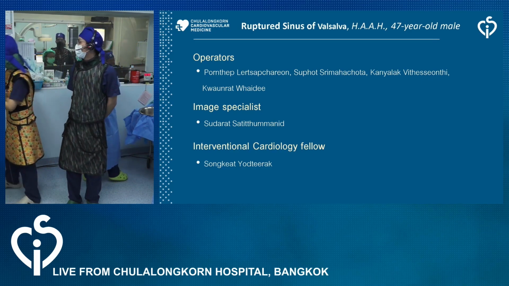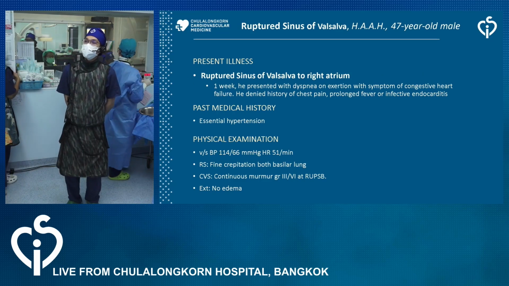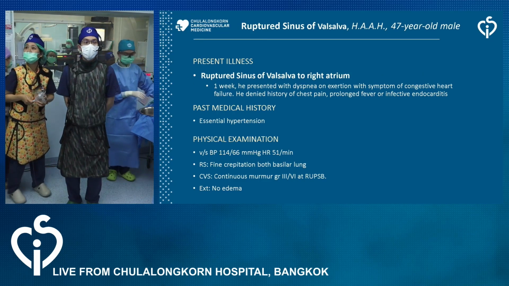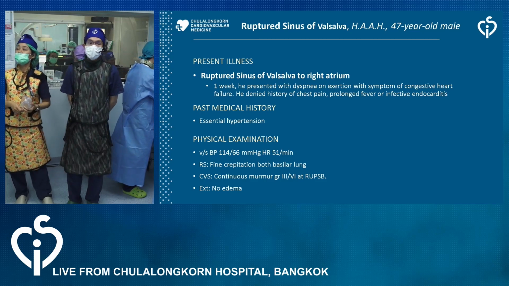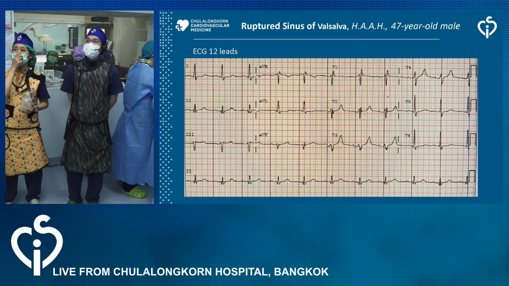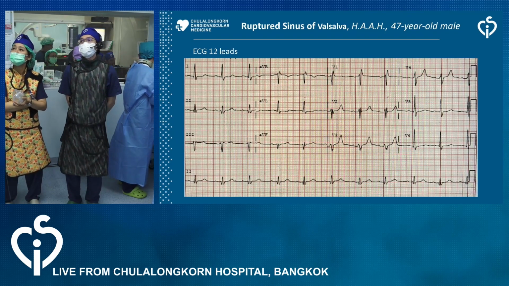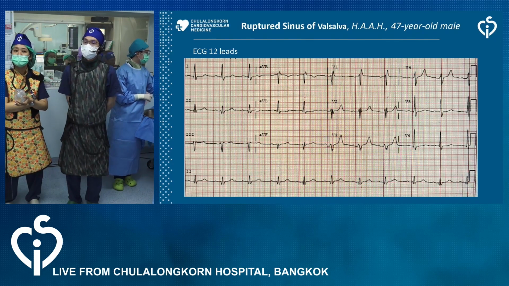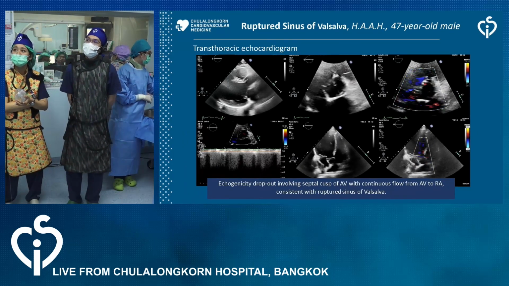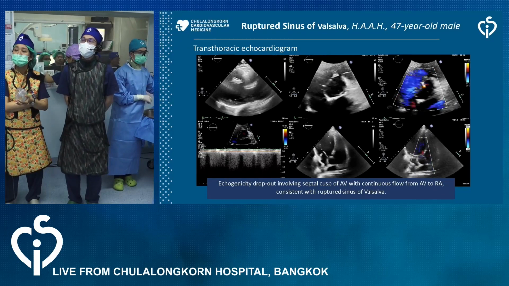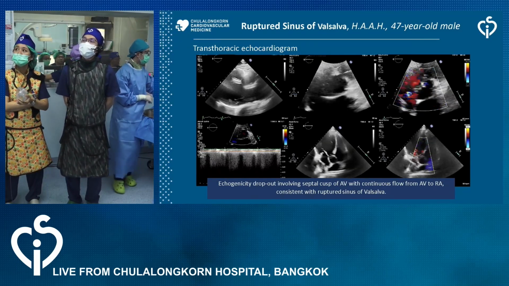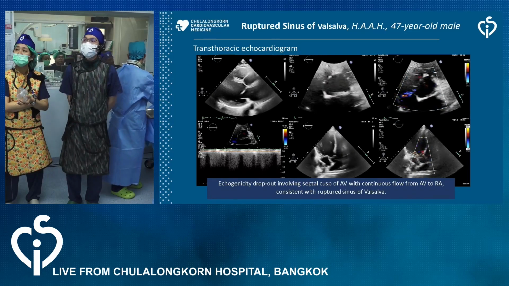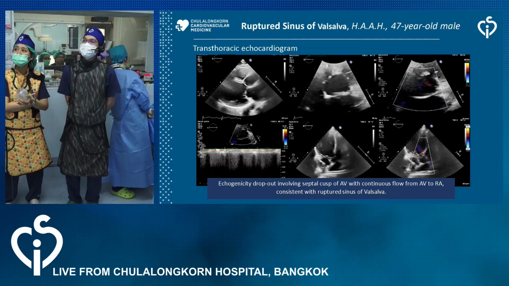He also had crepitations at both lower lungs. His ECG showed normal sinus rhythm and complete right bundle branch block. This is his transthoracic echocardiogram, which shows LV dilatation and moderate LV dysfunction.